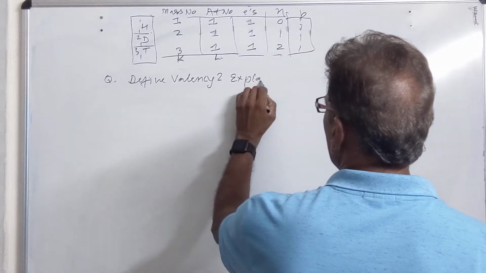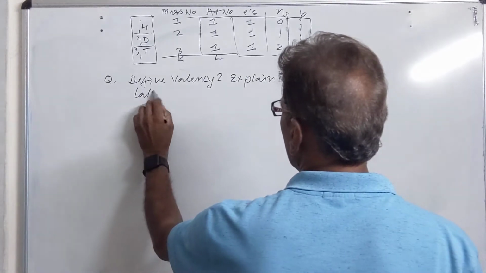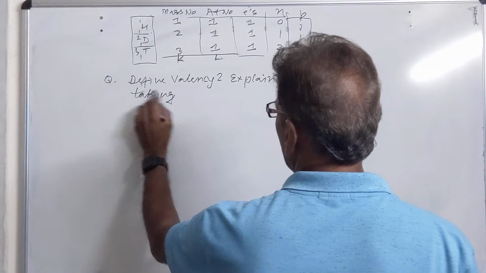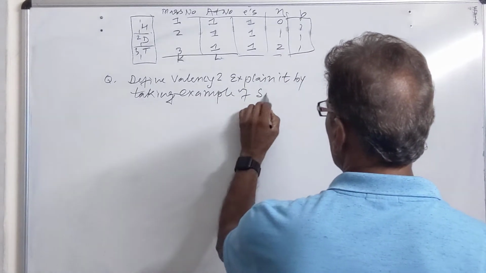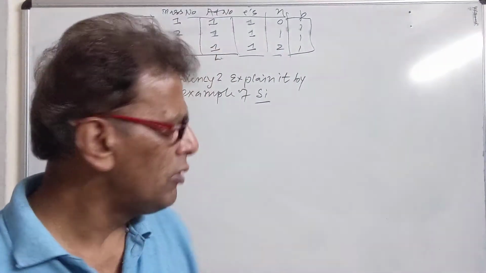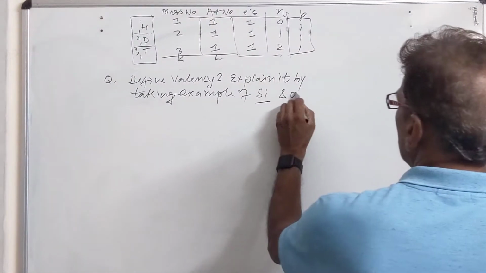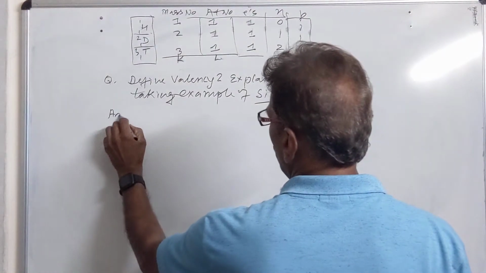Explain it by taking the example of silicon. And the second element given to us is oxygen. First of all, valency.